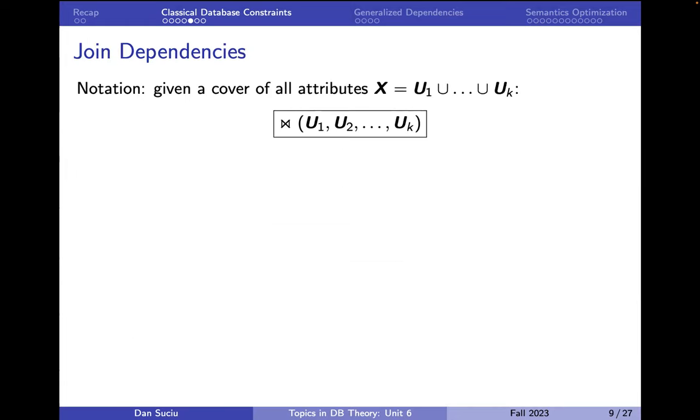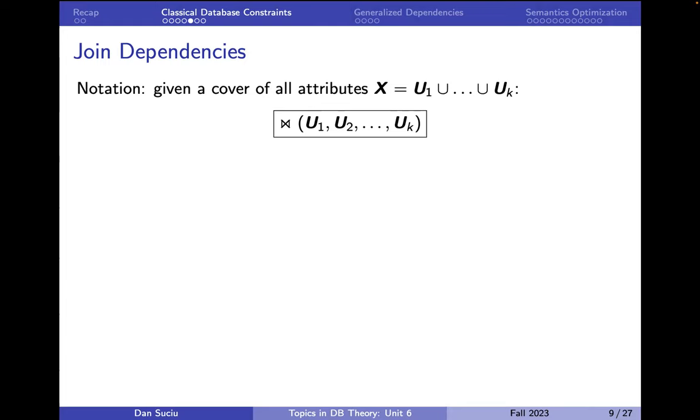Good, the next one I'm going to show you is called a join dependency. A join dependency starts with not a partition, but a cover of all the attributes. So we have a set of sets of attributes whose union is all the attributes of the relation. And the join dependency is written syntactically like this. You can guess what it means. It means that the relation is equal to the join of these projections.